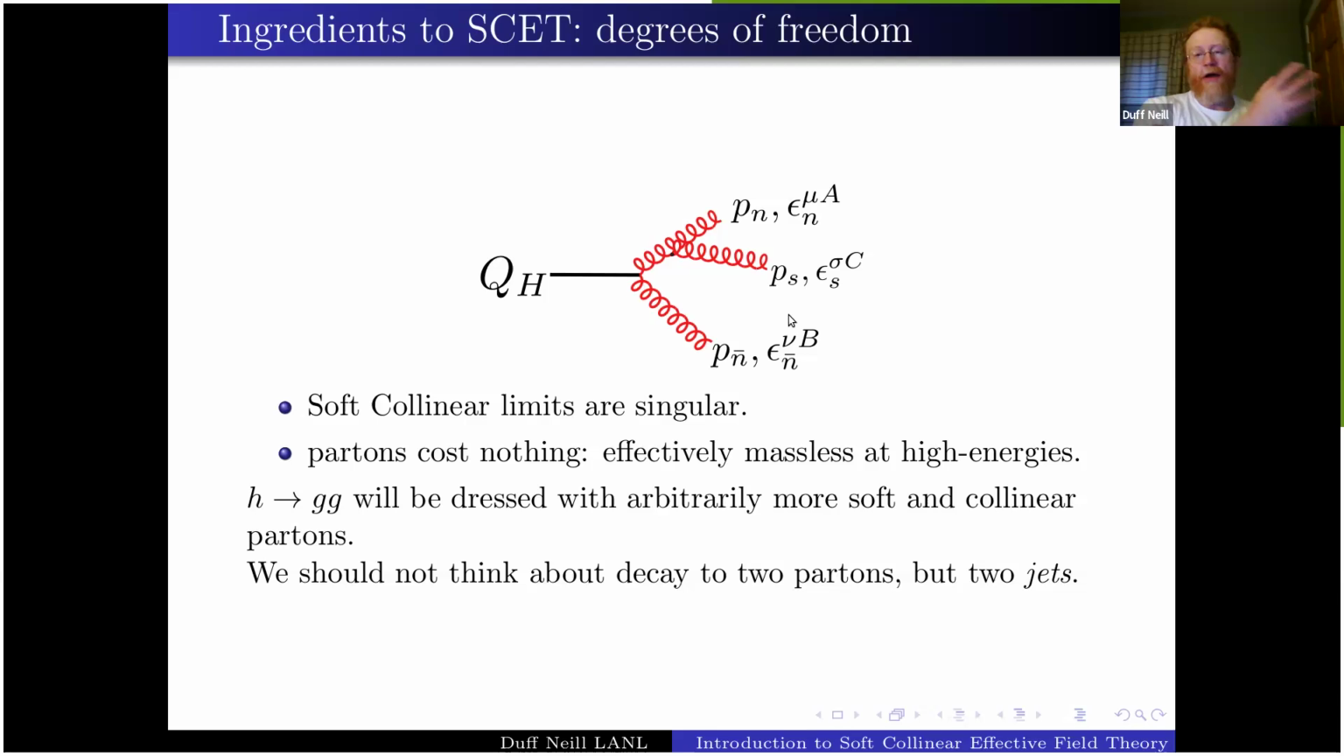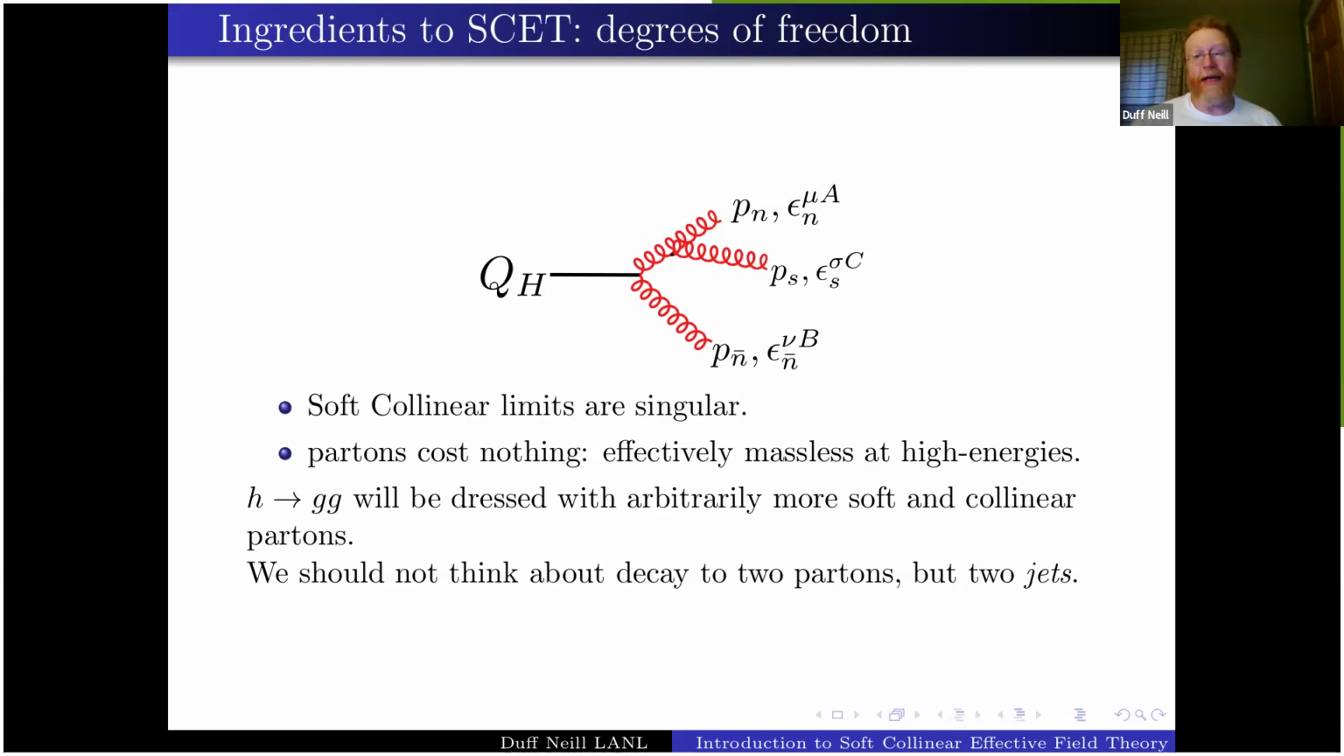So why do I have soft and collinear degrees of freedom in my effective theory? The two reasons are basically this. The soft collinear limits are singular. I've introduced that power counting. I expand my diagram of a higher order process in that power counting, and I'll find these singularities.